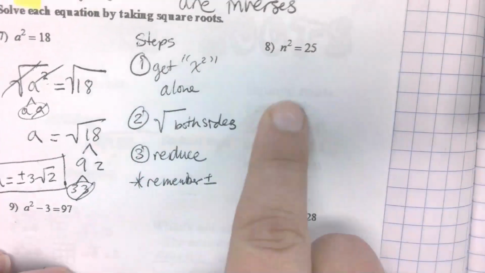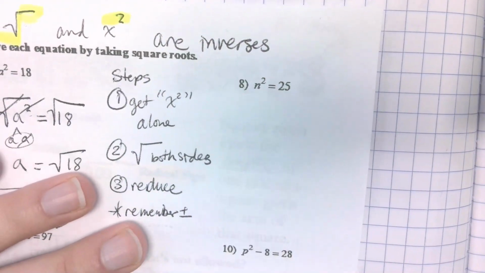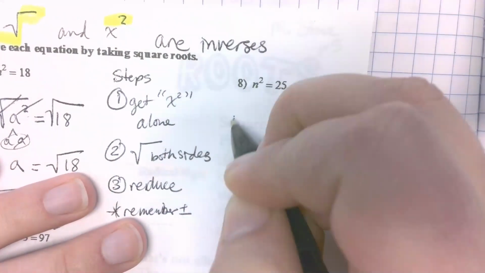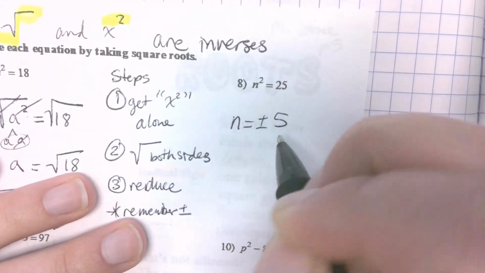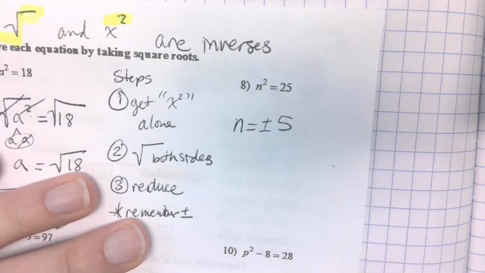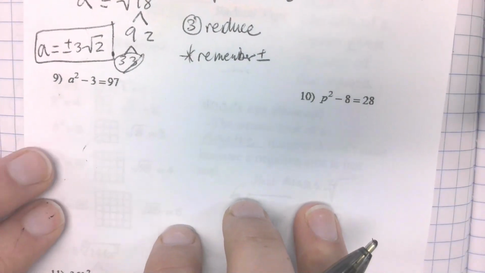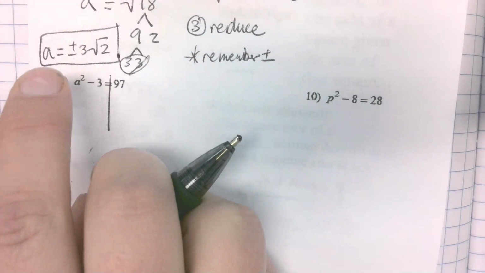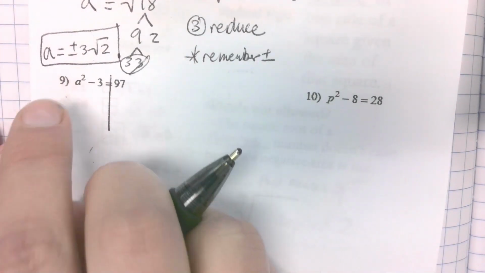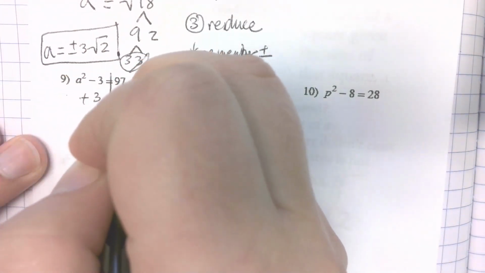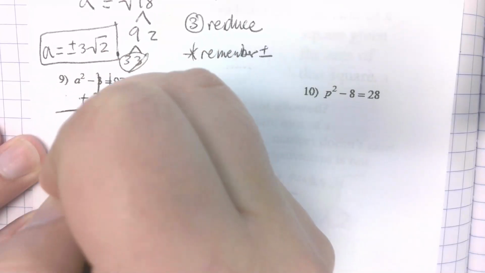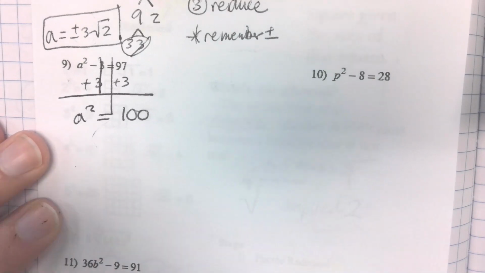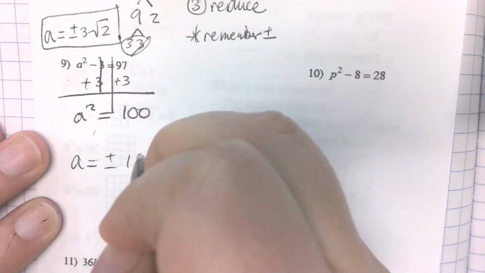Okay. Now on this one, what's the answer? Just 5. And for me, on a perfect square one, you don't have to show work. You can just say n equals plus or minus 5. All right. On this one, how do I get that a squared term alone? Plus 3 to both sides. What's the square root of 100? So you can just say a equals plus or minus 10.